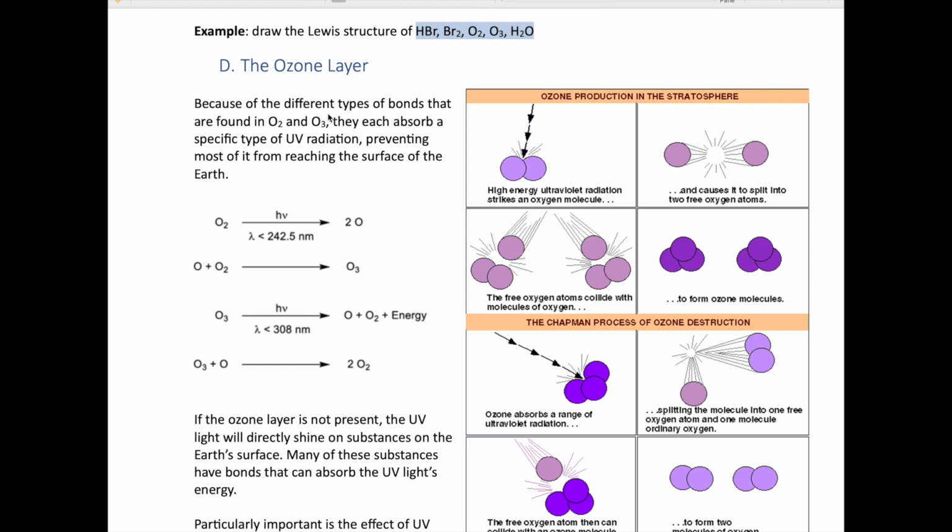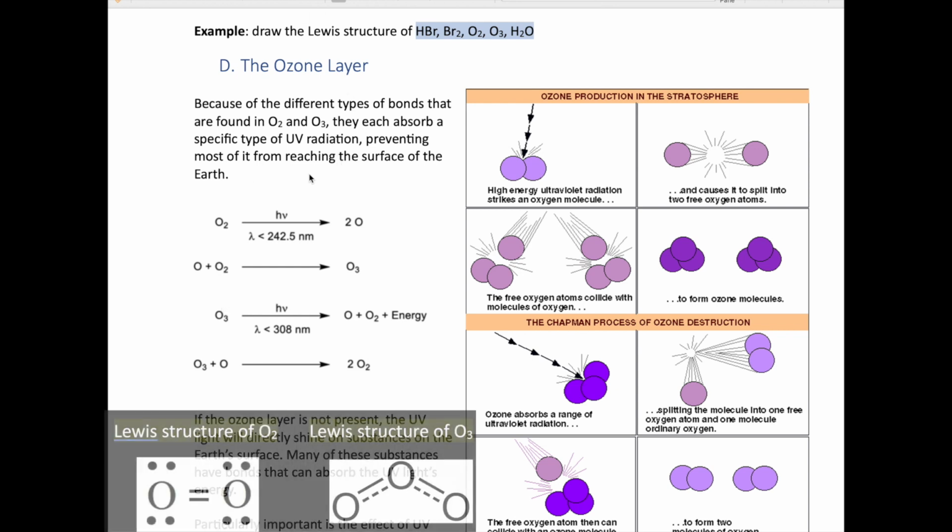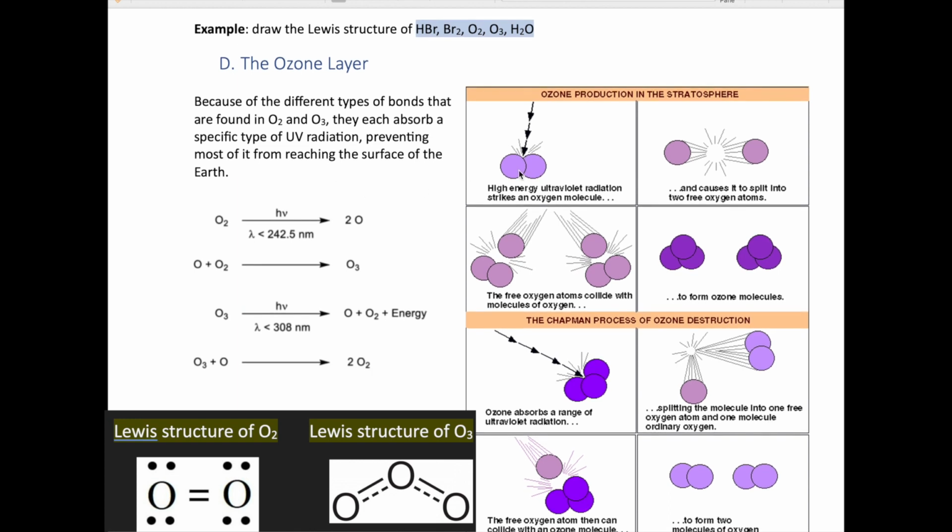The reason is because the chemical bonds that exist in both oxygen and ozone can absorb different wavelengths of light. This is one of those discoveries that was made some time ago: if you shine light of a specific type, a molecule can absorb that light if the bond has the same strength of energy as the radiation itself. If you remember the structure of oxygen, which is this molecule right here, and then ozone, which has three atoms, right? Oxygen has a double bond. Oxygen will be able to absorb radiation that has a higher energy because it has a double bond.